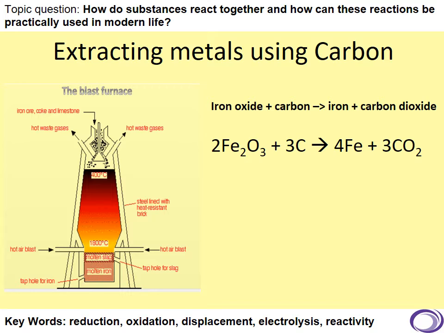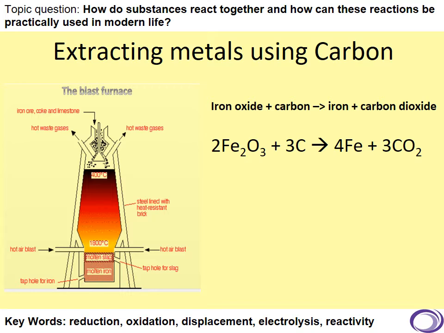In this example, we can see the extraction of iron using carbon. So the iron oxide is reacted with carbon in a blast furnace, which is the diagram on the left hand side, and there the carbon will remove the oxygen and we will get iron and carbon dioxide. So at this point the oxygen is being removed, so the iron oxide has been reduced by the carbon, and the carbon will have gained oxygen, so the carbon will have been oxidized.